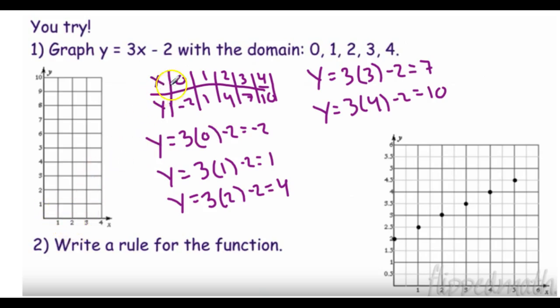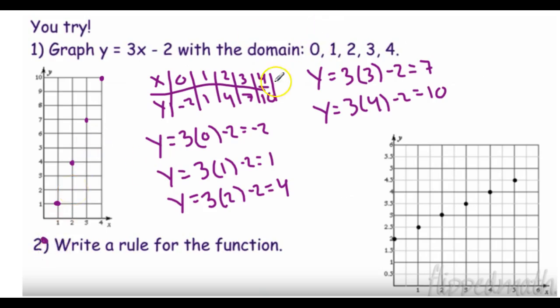So we plot these points. 0, negative 2: x is 0, y is negative 2. That's down there, so I won't even put that one on. Then we have 1, 1. Then 2, 4: x is 2, y is 4. Then 3, 7: x is 3, y is 7. And then x is 4, y is 10. Bam. And if you really want to put the last point on, 0, negative 2 should be down there.